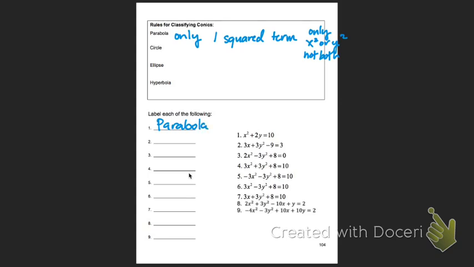A circle is going to have both of them. So it's going to have an x squared and a y squared, but they need to have the same coefficient in front of x squared and y squared. And they need to be the same sign too. So it can't be like 3 and negative 3. Well, then they wouldn't be the same coefficient. So it would have to be positive 3 and positive 3.